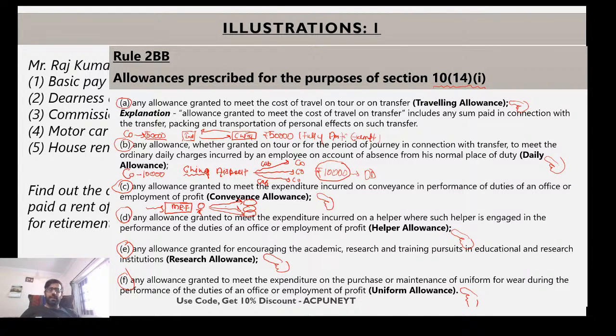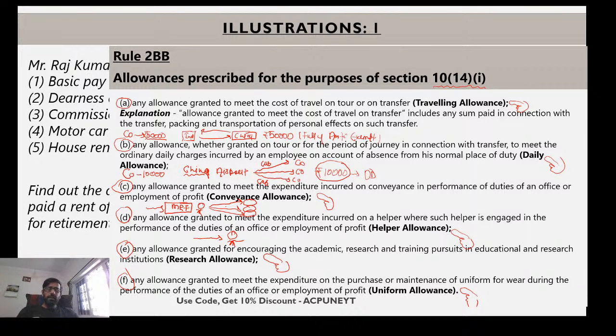Okay, sir, we got traveling allowances, daily allowances, and conveyance allowances. So what is helper allowance? Helper allowance means some helper is assigned to you, and you are paying some salary to that helper. The company is paying you some money for a helper purpose. If you are using that helper allowance to pay salary to some other person who is going to help you, that will be exempt if you're utilizing the complete amount.